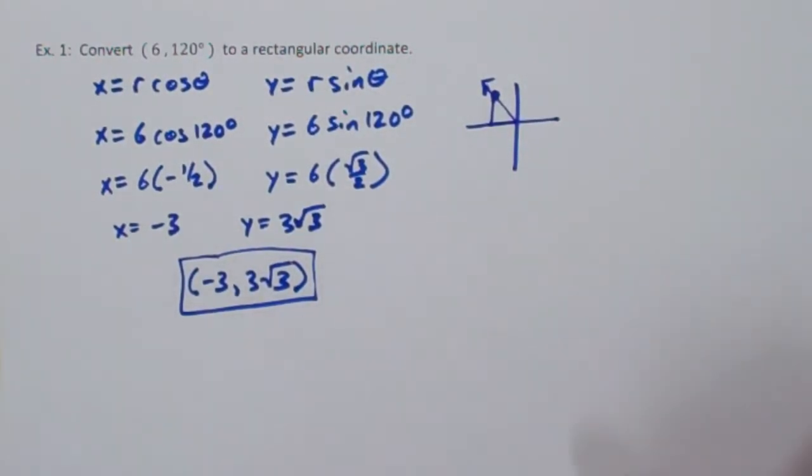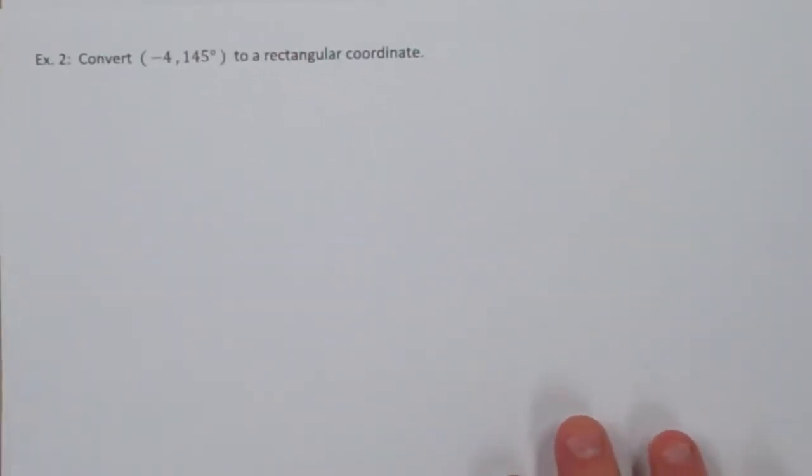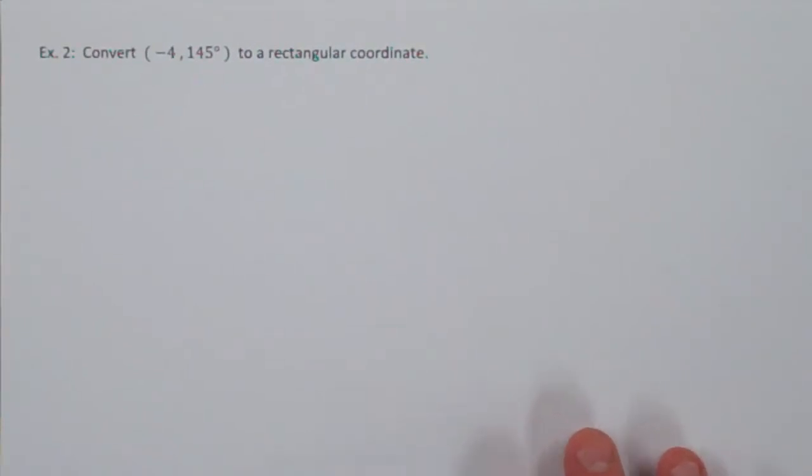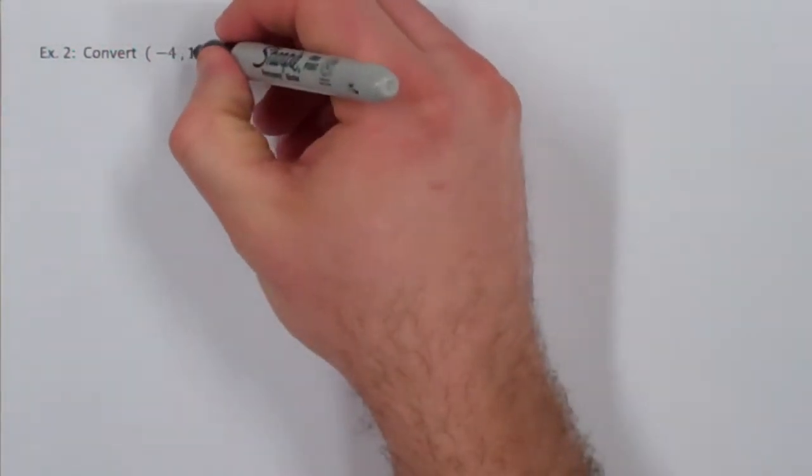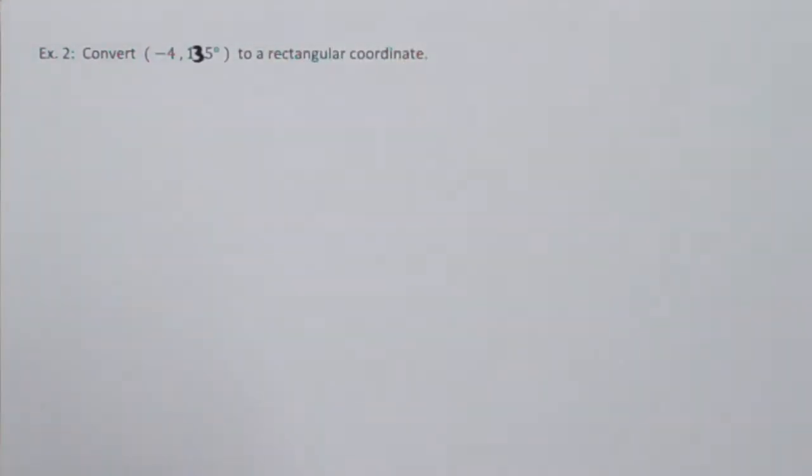Let's do another example. Let's do example 2. Just give me a second here to get that out. Example 2 says convert (negative 4, 145 degrees). And actually, if you want to make a note of this, this should be 135 degrees. We could do 145, but this is not going to work out as well as 135 would.